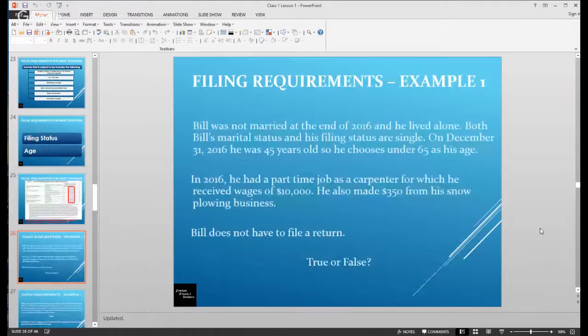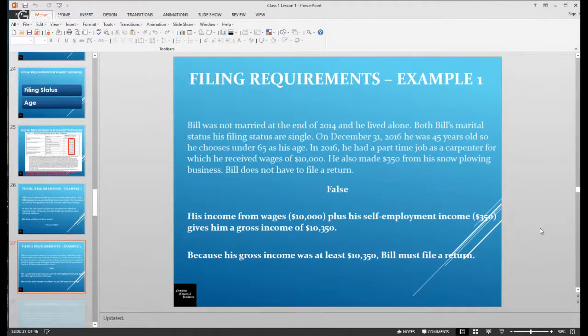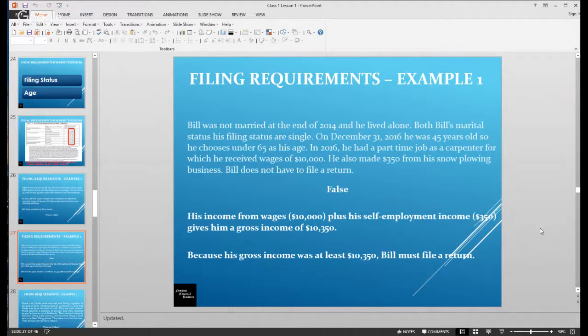So here's an example. Bill was not married at the end of 2016 and he lived alone. Both Bill's marital status and filing status are single. On December 31st, he was 45, so he chooses under age 65 as his age. In 2016, he had a part-time job as a carpenter and he received wages of $10,000. He also made $350 from his snow plowing business. Bill does not have to file a return, true or false. Well, you can see here that Bill actually earned $10,350, and because his gross income was at least $10,350, Bill must file a return, and it is false.